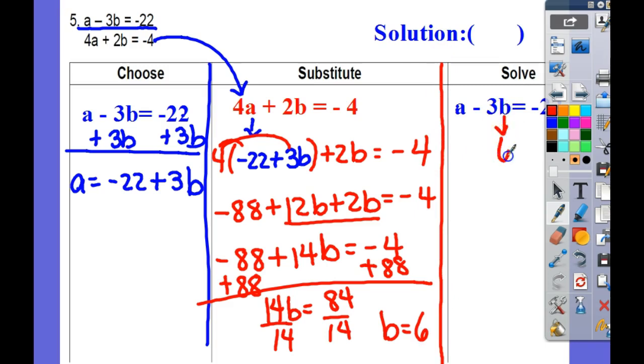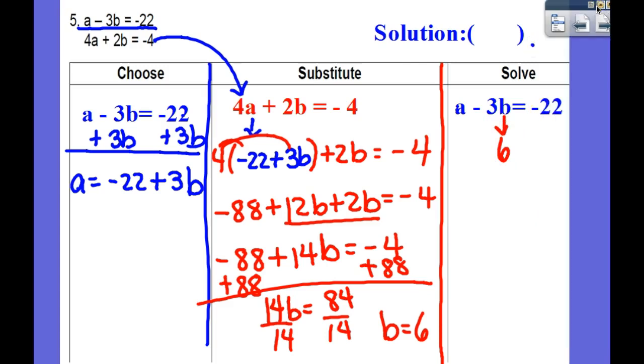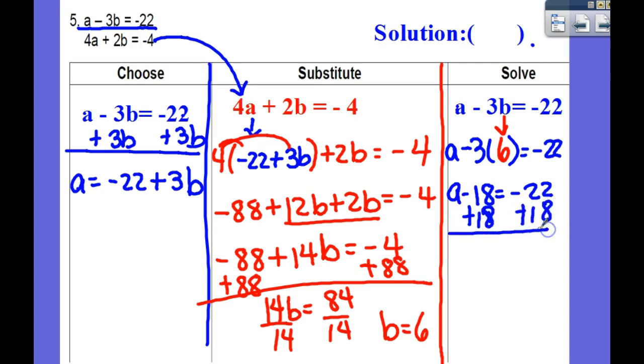So in place of the b, I'm going to substitute the 6 that I just figured out. I'm going to solve this for a. A minus 18 equals negative 22. Add 18 to both sides. A is equal to negative 4. And when we put our solution point, we put them in alphabetical order. So A is going to come first, and B is going to be next.